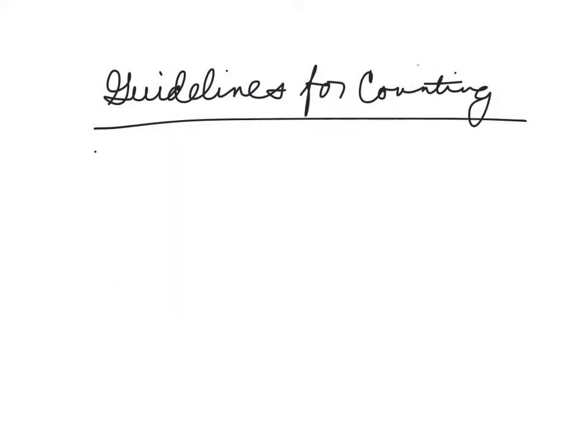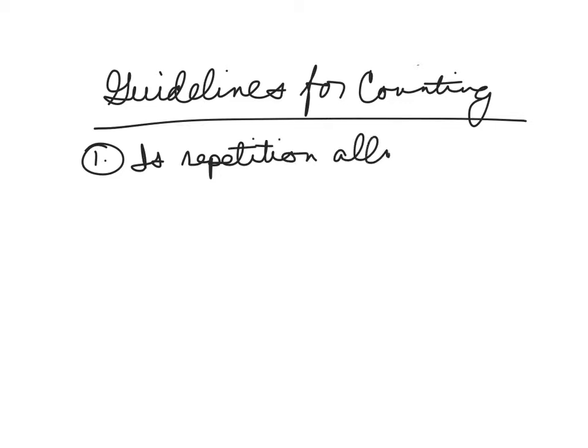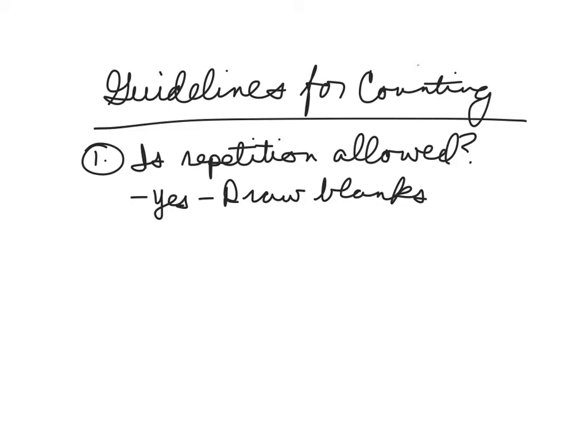And so here's what we put up at the end of class one time. We have two questions that we want to ask if the question says how many. Question number one is, is repetition allowed? And of course that can only be answered yes or no. If the answer is yes, then we're going to draw blanks and use the fundamental counting principle. Now, we'll use the fundamental counting principle if it meets the uniformity criterion. If it violates the uniformity criterion, then we'll have to back up and do a tree diagram. Okay? But most of the time we'll be able to draw blanks.